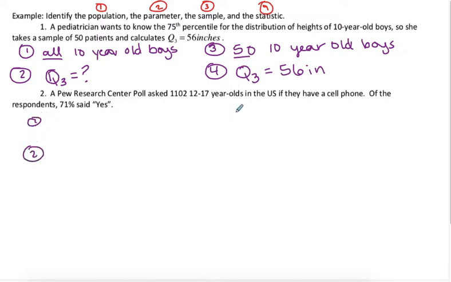And then we'll go to the next one. All right, so on the next one, it says a Pew Research Center poll asked 1,102 12 to 17-year-olds in the U.S. if they have a cell phone. Of the respondents, 71% said yes. All right, so the first thing we're looking for is population versus sample. And so the population is going to be 12 to 17-year-olds.